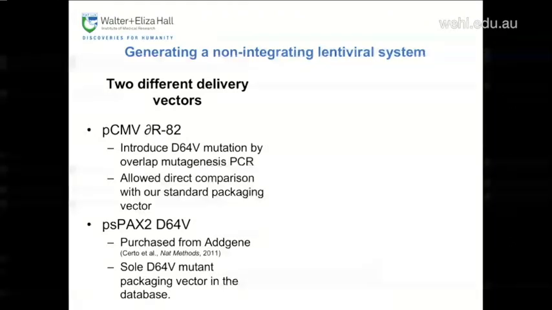to see the change in function. I also purchased this plasmid from Addgene, which is still to this date the only D64 mutant packaging vector in the whole Addgene database, and the only citation of this vector, at least through Addgene, is our paper. So it hasn't been used that much, from what I can tell, although there are a lot of commercial systems available to do this sort of thing as well.